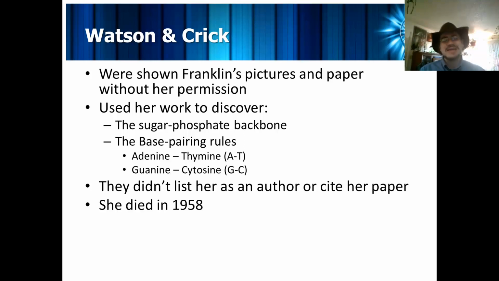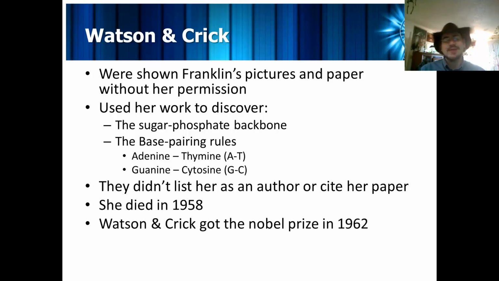Rosalind Franklin died in 1958, unfortunately. And Watson and Crick got their Nobel Prize in 1962. And the Nobel Committee does not award prizes posthumously. So even though the Nobel Committee and the world at large eventually discovered that Watson and Crick did not do it all on their own, that they used Franklin's paper in a large part, she was pretty much robbed of any of the credit she could have gotten for it in life.